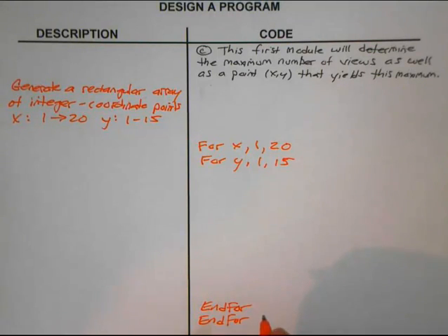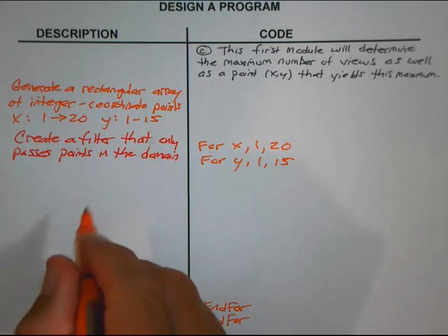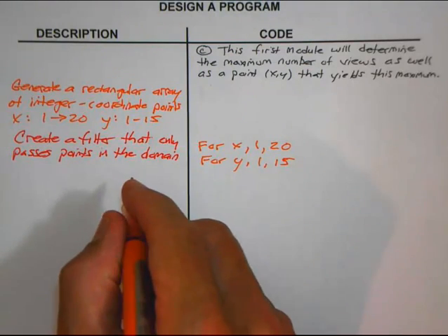After we have generated that rectangular array, our next step, we thought, would be to create a filter that only passes the points that are in the domain of the function. So we're going to create a filter that only passes points in the domain.